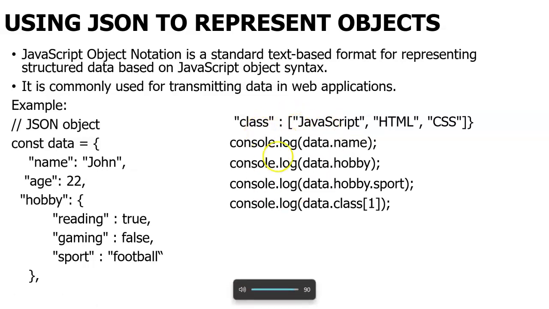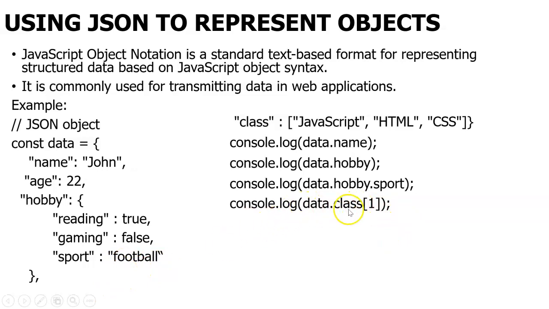Now, if I call console.log data.name, what is data.name? Data is the object name, dot name, the name inside data is John, so John will be printed. Now data.hobby means everything will get printed. But if you want something specific, you can also do data.hobby.sport. Now I'll get football.